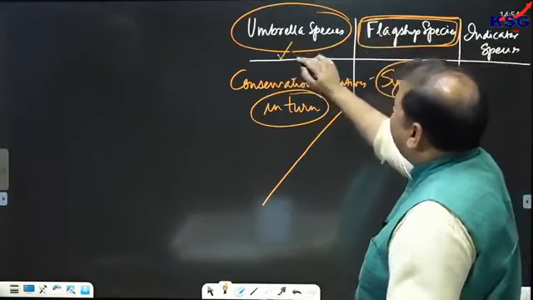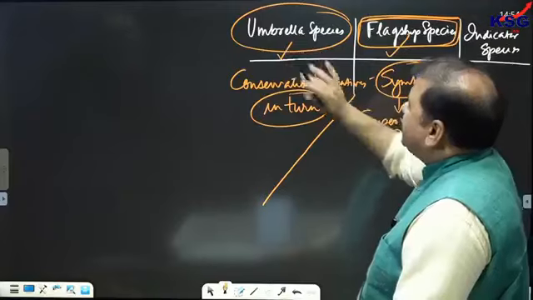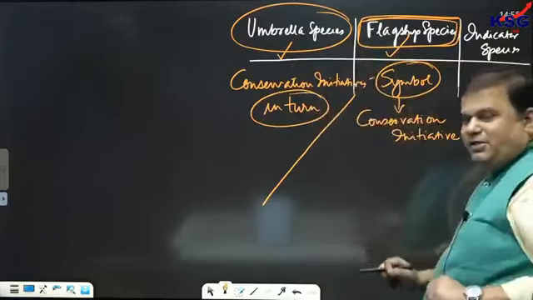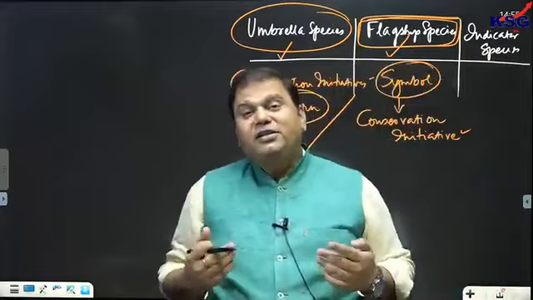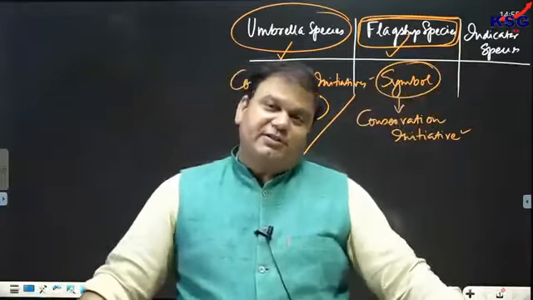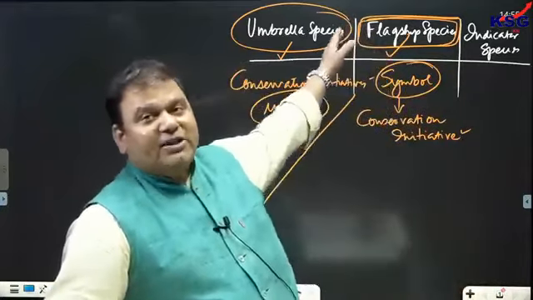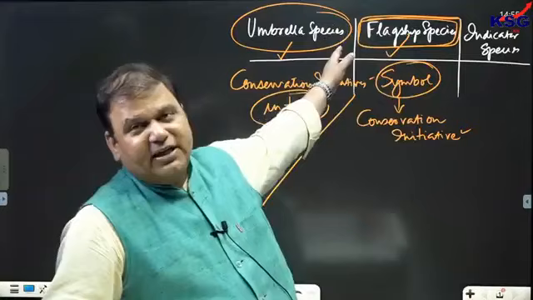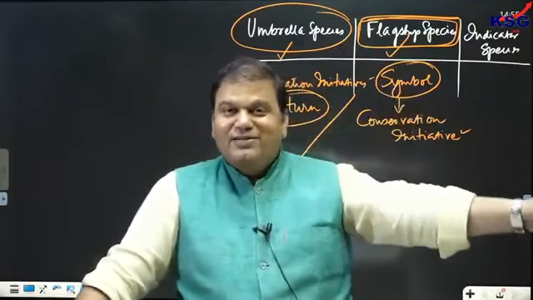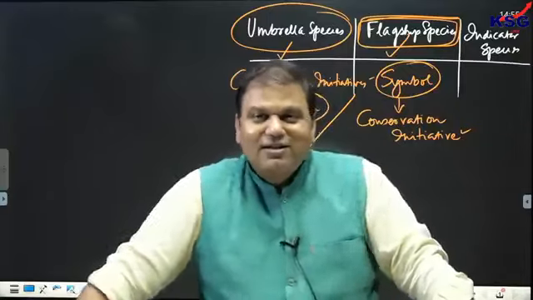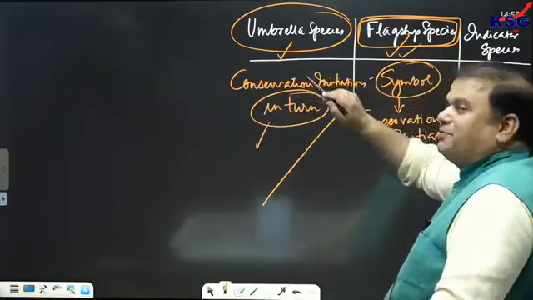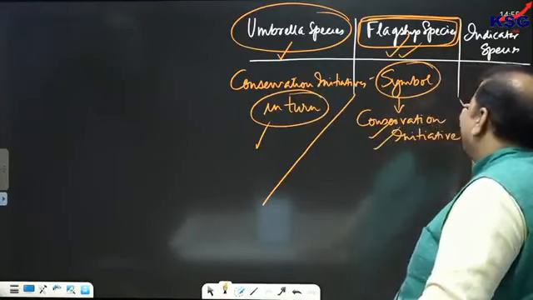So what is the difference between umbrella and flagship? The main species here is referred to as the umbrella species, and in the conservation initiative of the umbrella species, automatically the other species are getting protected. But a flagship species is a species which is used as a symbol, and the motive is to protect other species. Then it is called flagship species. It is used as a symbol, but here there is a deliberate attempt. In the umbrella case, there is no deliberate attempt. In the flagship case, there is a deliberate attempt to protect other species.